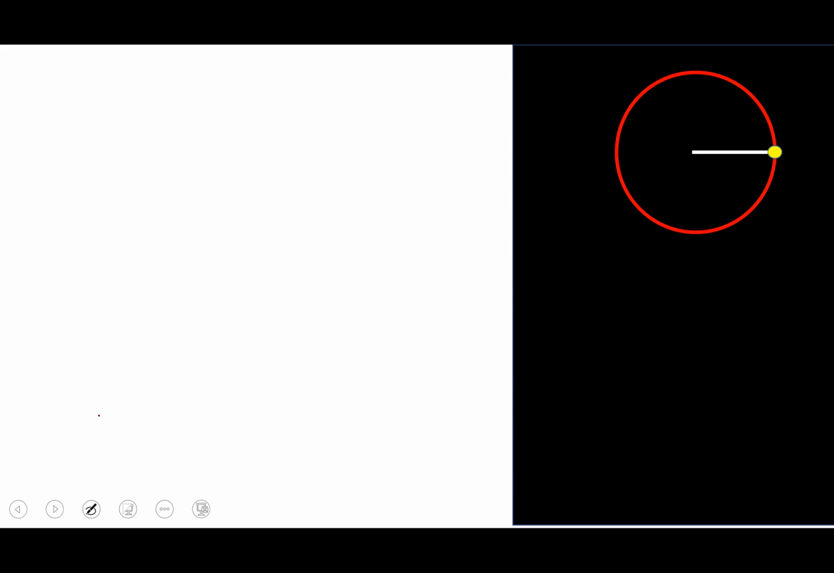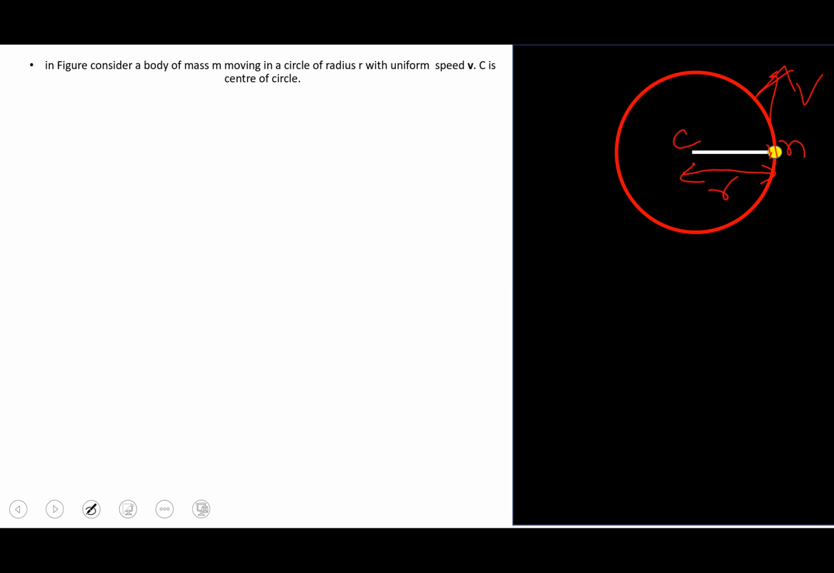So here we have a circular motion of a body. First it goes to 90 degrees, then 180, then 270, and then back to 360 again. In the figure, consider a body of mass m moving in a circle of radius r with a uniform speed v. C is the center of the circle. Now, in this case, we have a radius which is represented by r right over here, and there is a center point C, and here is a mass m which is attached to a string, and here is the velocity of that body.